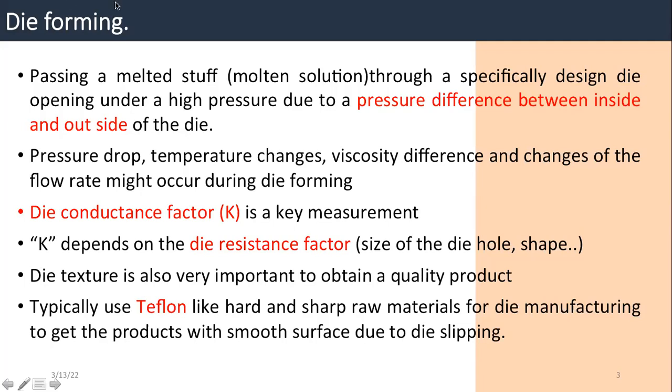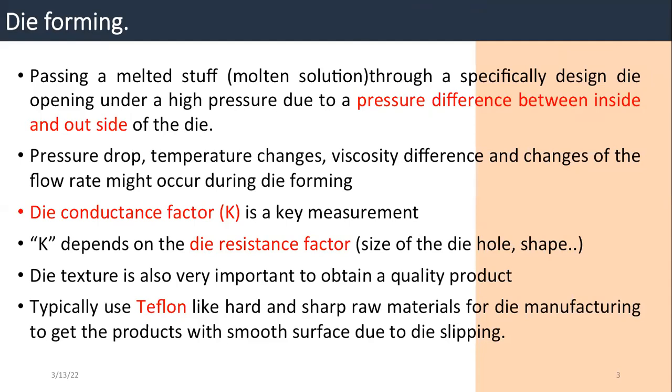As an example, when you mix sugar and water together and boil it up to some temperature, around 80 to 100 degrees, then you can get a molten solution. Okay? Pressure drop, temperature changes, viscosity difference, and changes of the flow rate might occur during diforming. So in diforming, all these factors are changing. Die conductance factor is very important.